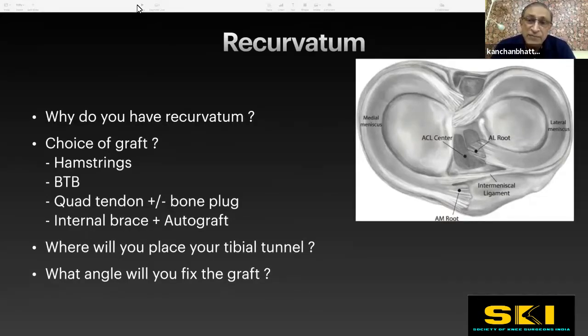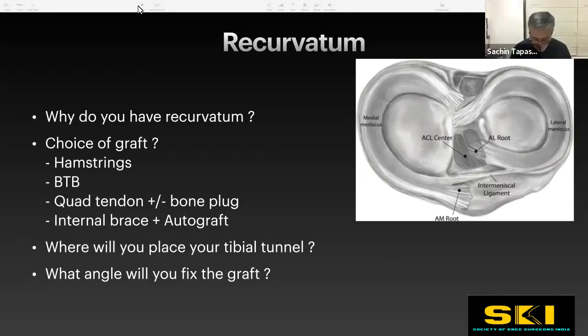And the reason I'm using BTB is because I don't want him to stretch too much. But the fact remains that this guy has actually come here not for this ACL, but for the meniscus. That's the primary concern. We're going to handle the meniscus first and then make sure that his knee does not get unstable.